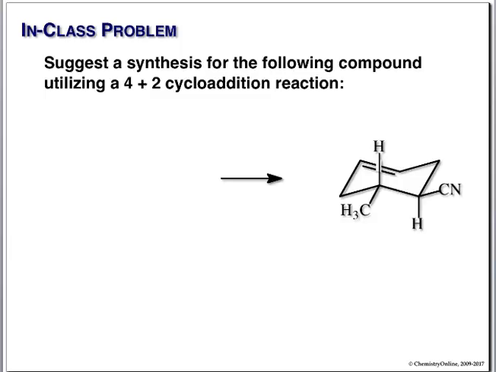Now this one's very simple, isn't it? We have a substituted cyclohexene. We look across our ring. There's a double bond. We look across to find the carbons of our dienophile. And those are them. Now the real thing that you have to do in this question is identify the stereochemistry here. The nitrile and the methyl group, are they cis or are they trans?